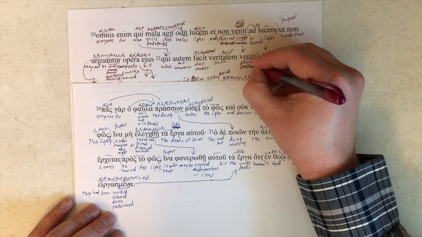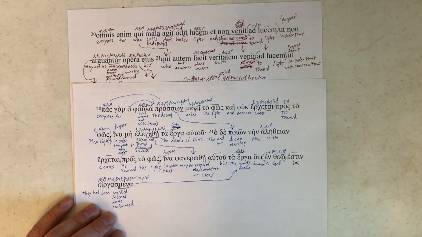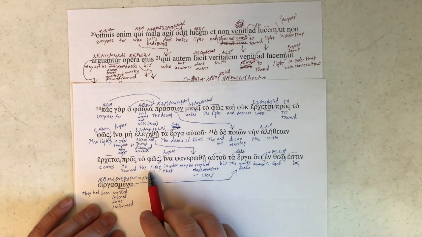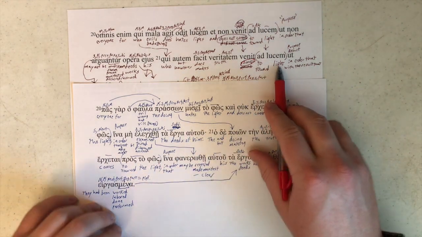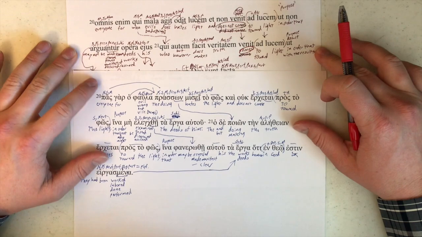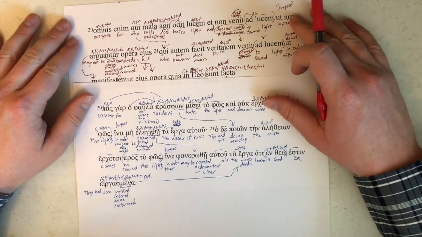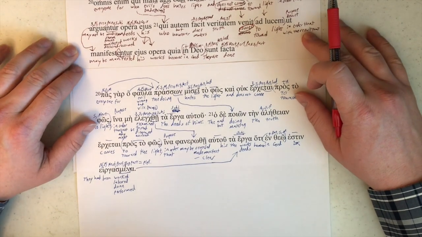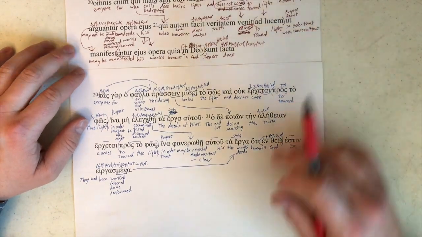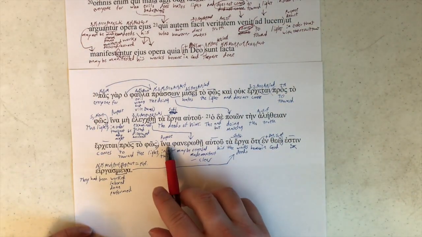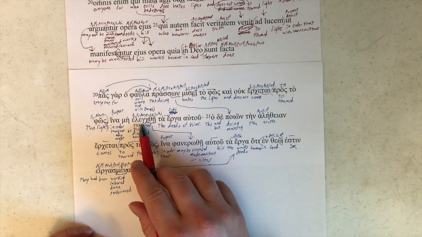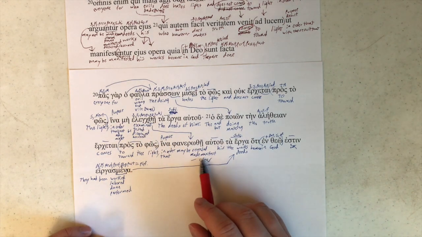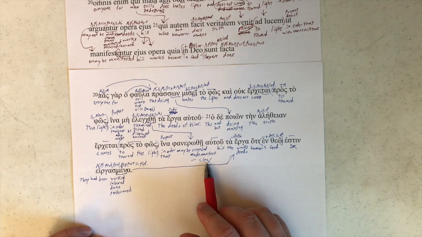Comes is correct, came is incorrect. To the light, so that's good. Make sure all of this is visible. In order that, another purpose clause, exact same forms here, so another aorist, may be revealed, may be made manifest, may be made clear.